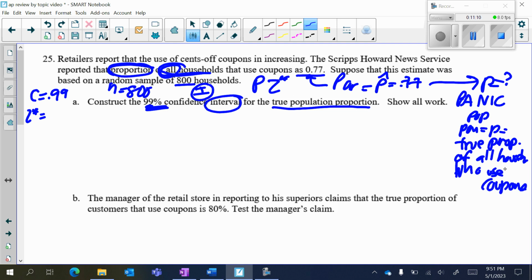Okay, so notice the last question was a mean question. This is a proportion question. So make sure you define your parameter correctly. If it's a proportion question, you say proportion. If it's a mean question, you say mean or average.